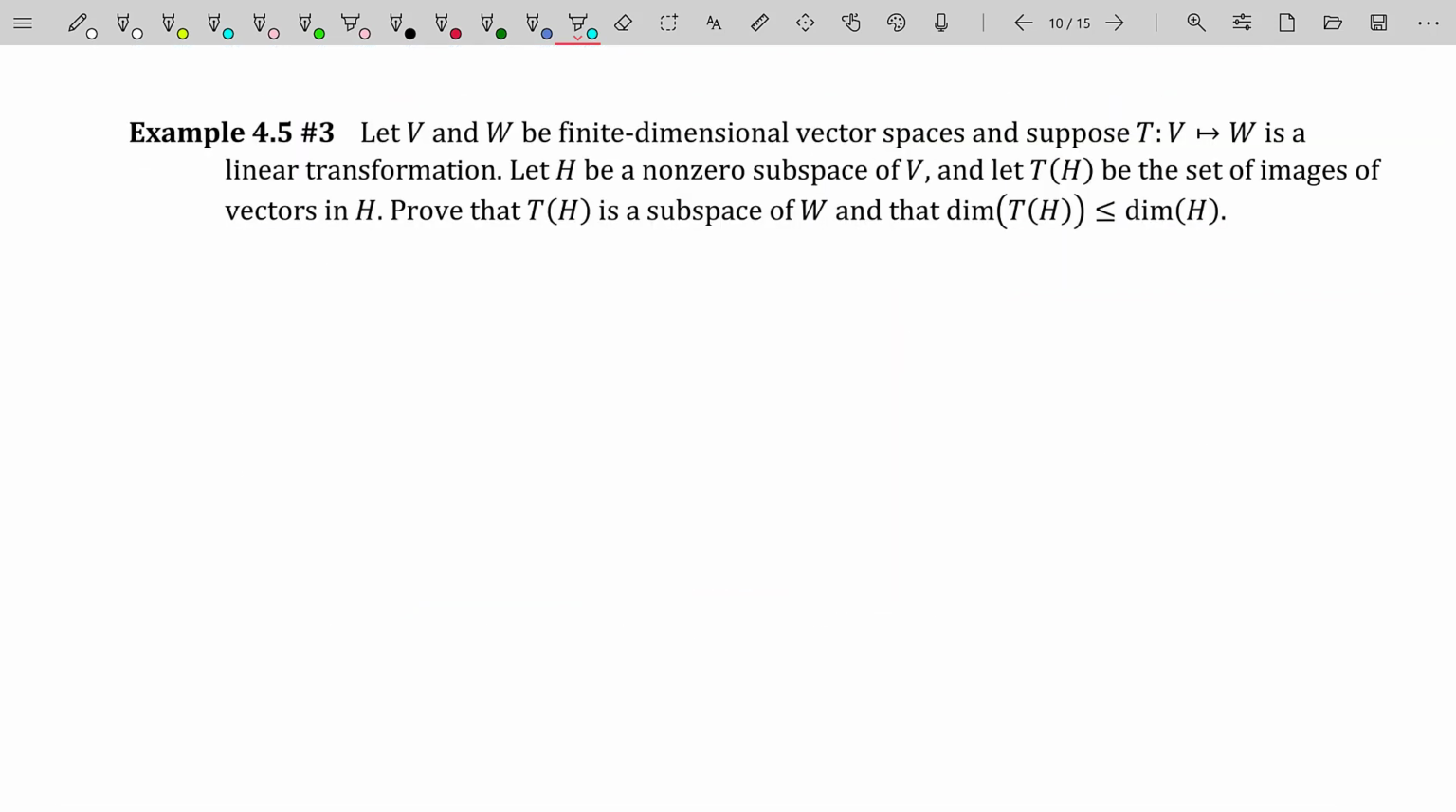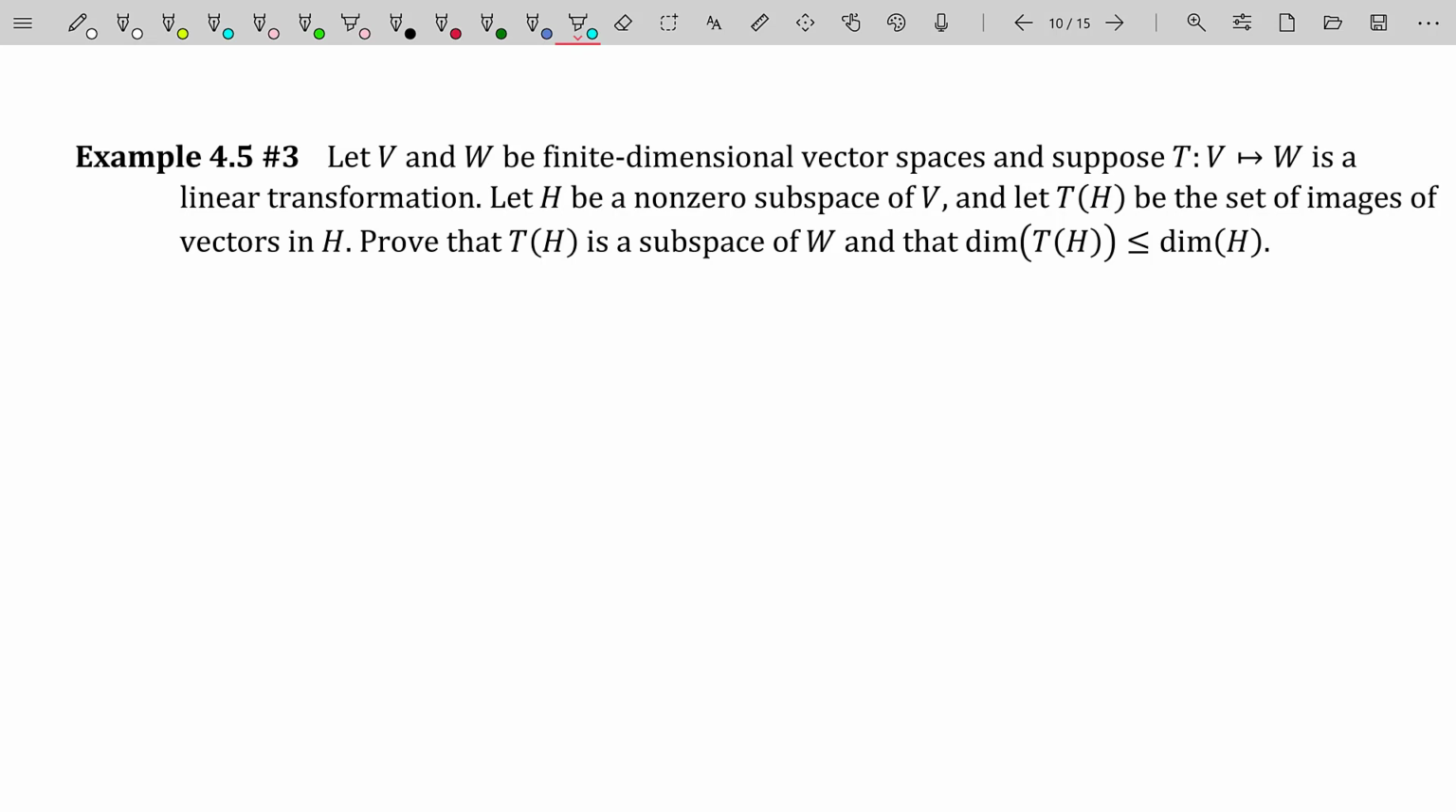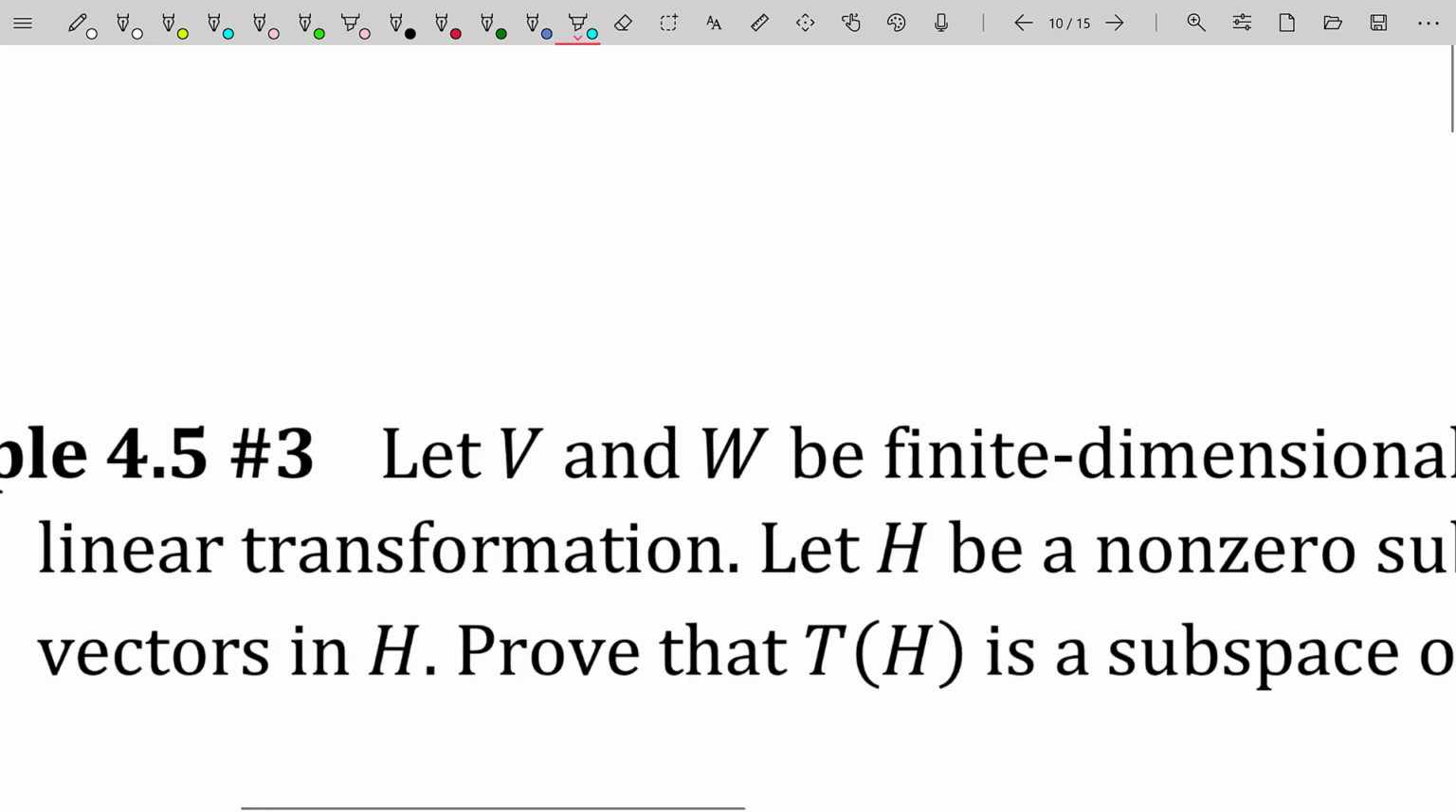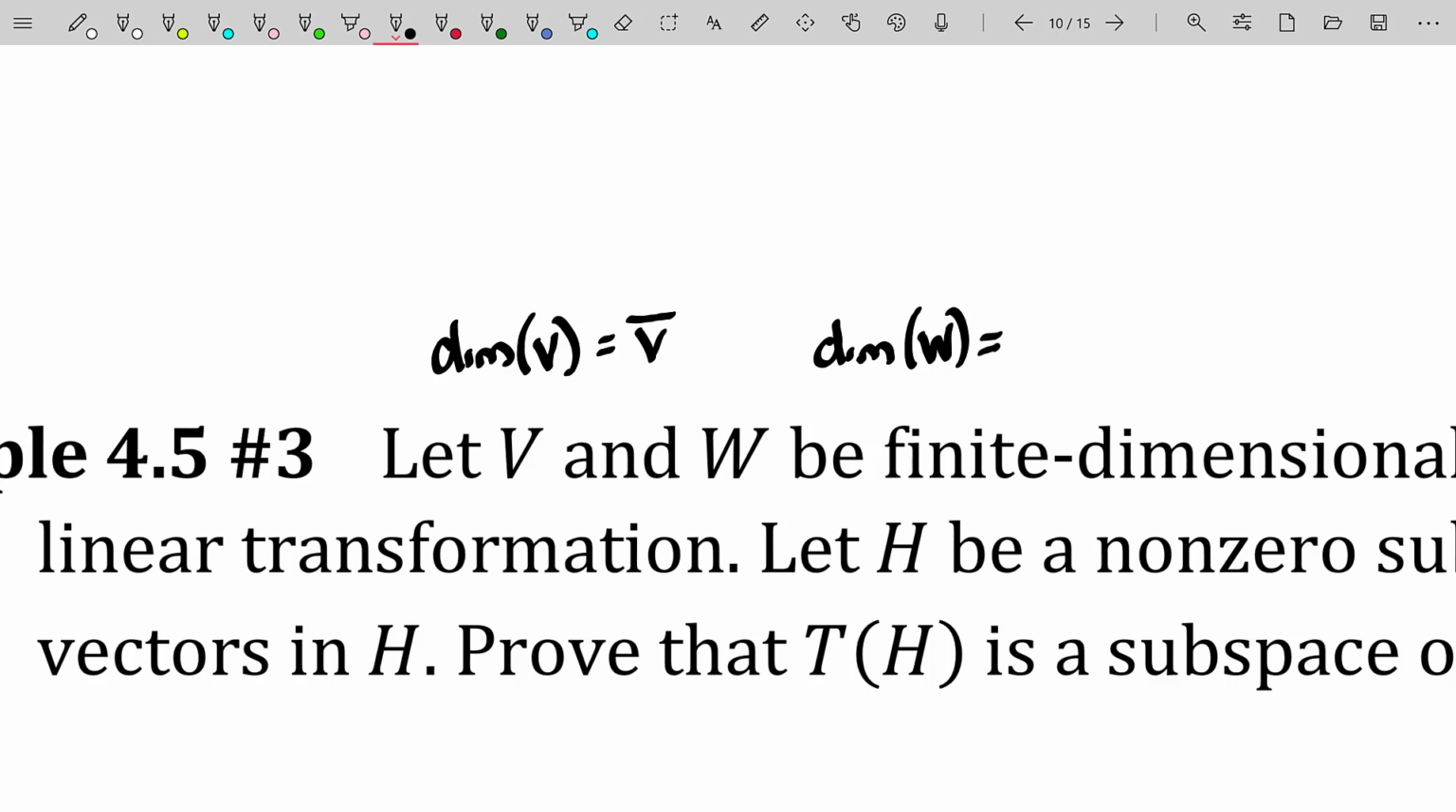Like I said, I'm not going to prove that theorem. Instead, we're just going to move right into an example. Here's the example. Let V and W be both finite dimensional vector spaces. That is, the dimension of V could be some number, let's call it V bar, and the dimension of W could be some other number, again, let's call that W bar. And these dimensions match the number of vectors in a basis for each of those corresponding vector spaces. And I'm not going to write that for W, you just get the point, I hope.